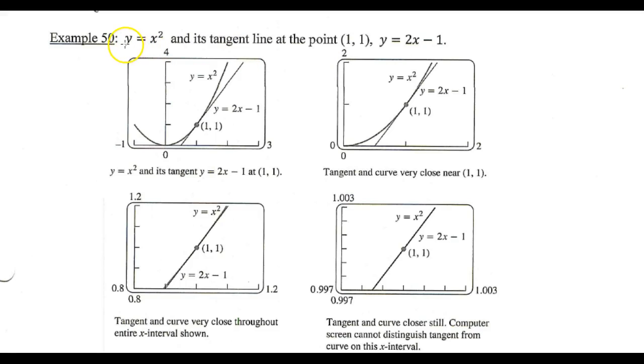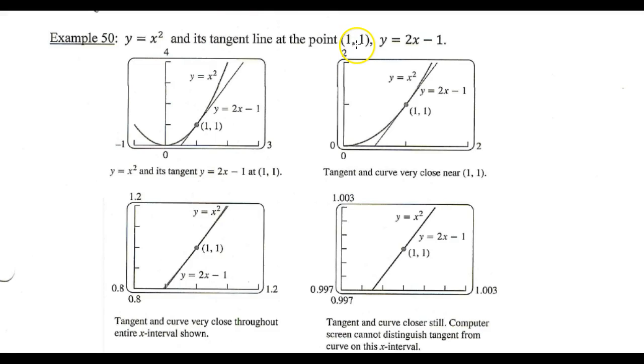If I gave you the function y equals x squared and I asked you to compute the tangent line at the point (1, 1), everyone would come up with pretty quickly y equals 2x minus 1. So these are just pictures here of why this is okay and why it's good to use this to approximate. So I'm going to use the tangent line y equals 2x minus 1 to approximate the function y equals x squared. Now, of course, only near the point (1, 1).